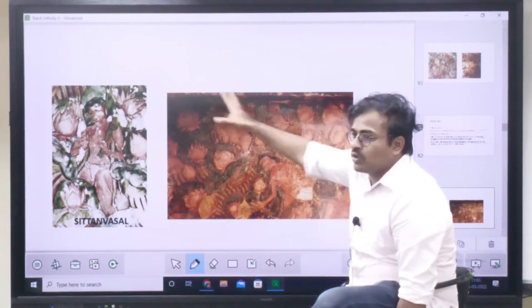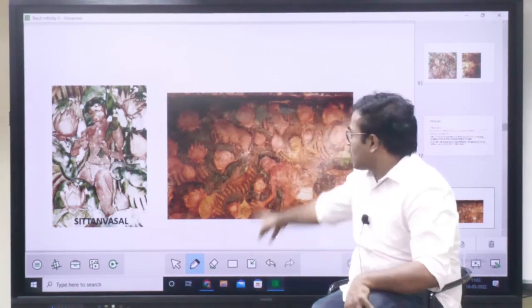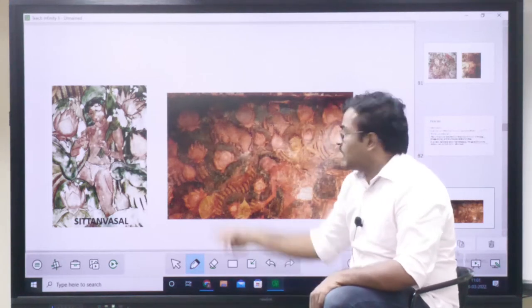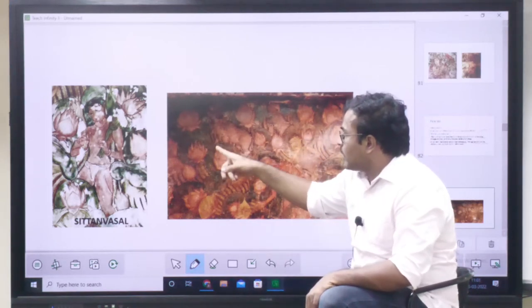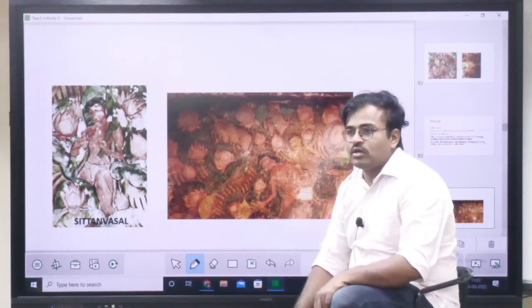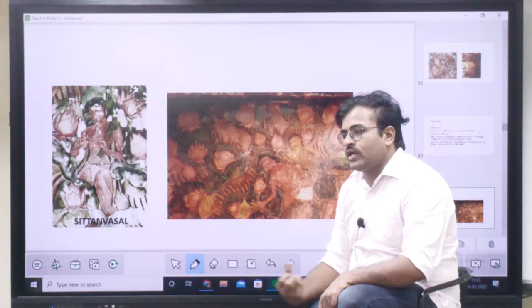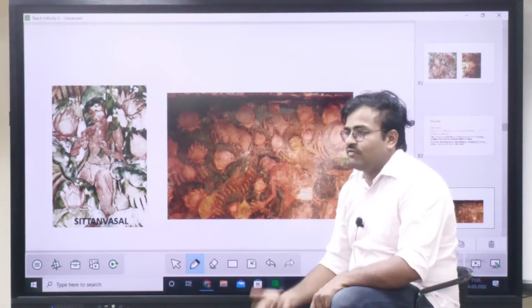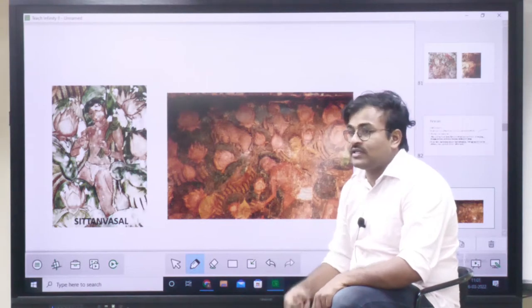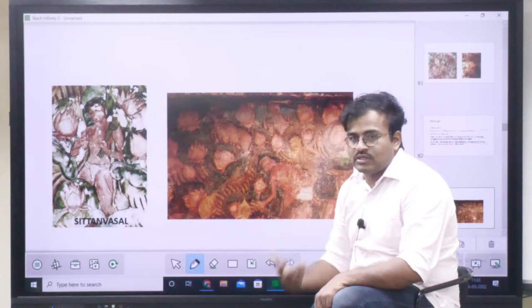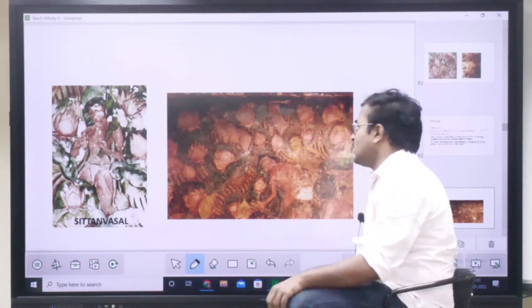See this, it is a big lotus pond or tank, and people are collecting lotus flowers here. The images are very well drawn, realistic, and the color composition is also very good. They are very decorative images. These are present at a place called Sittanavasal, in Tanjore district, and here there is a Jain painting based on the Jain paradise, which is known as Samosharana.